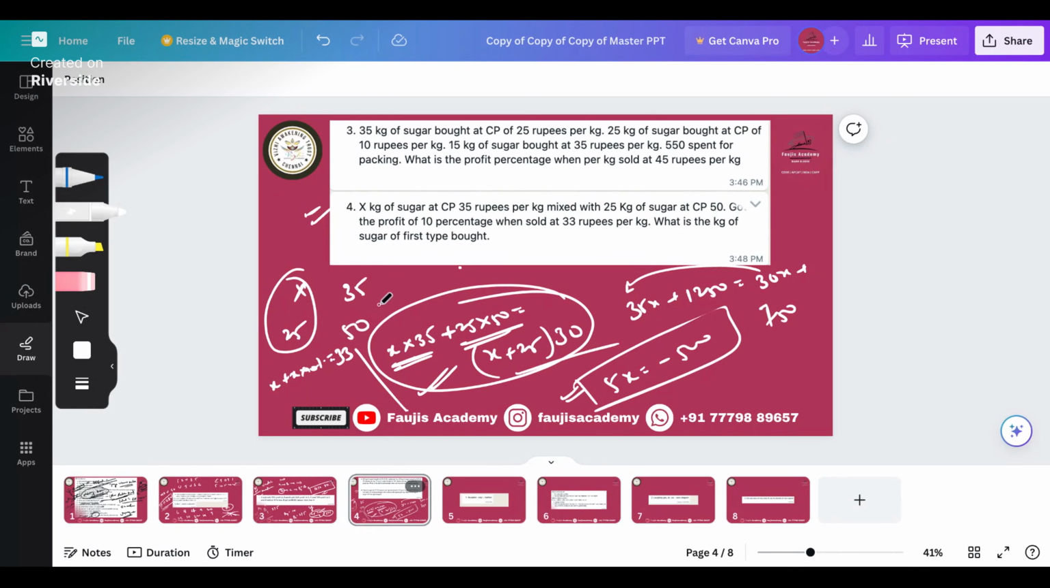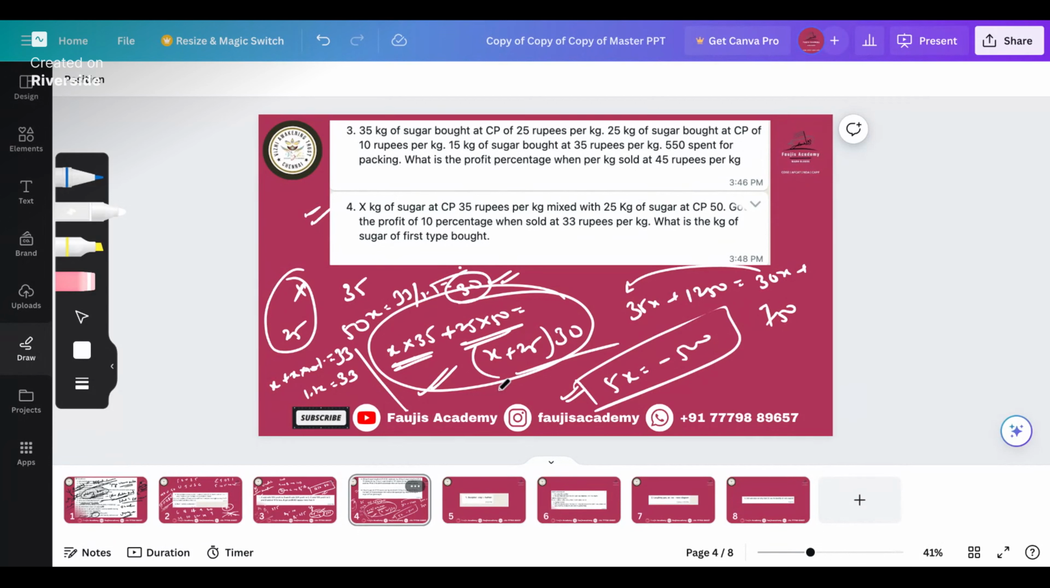So 33 equals 1.1x. I've been teaching you the multiplying factor as well. So x is equal to 33 divided by 1.1, which is basically 30. So 30 is the net cost price, and we multiply it with the quantity x plus 25, which is basically 30x plus 750.